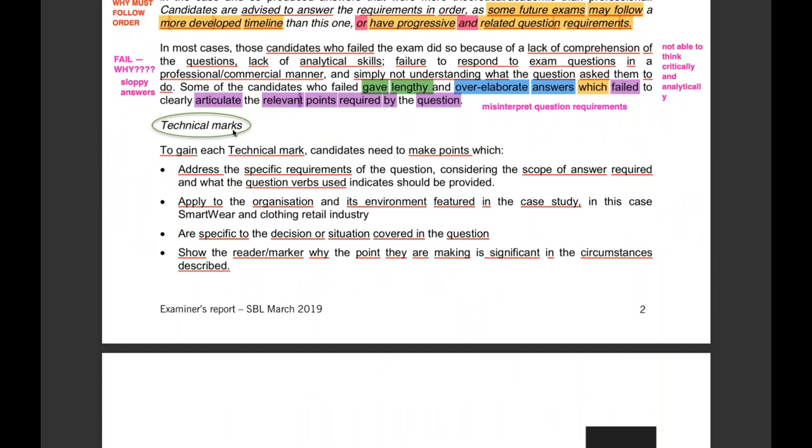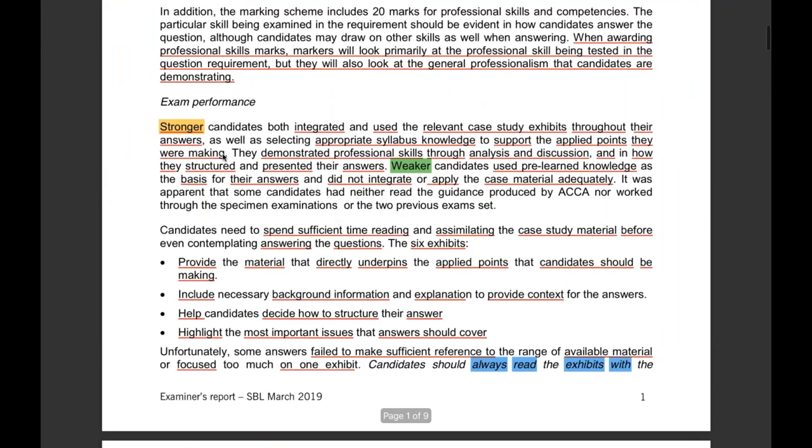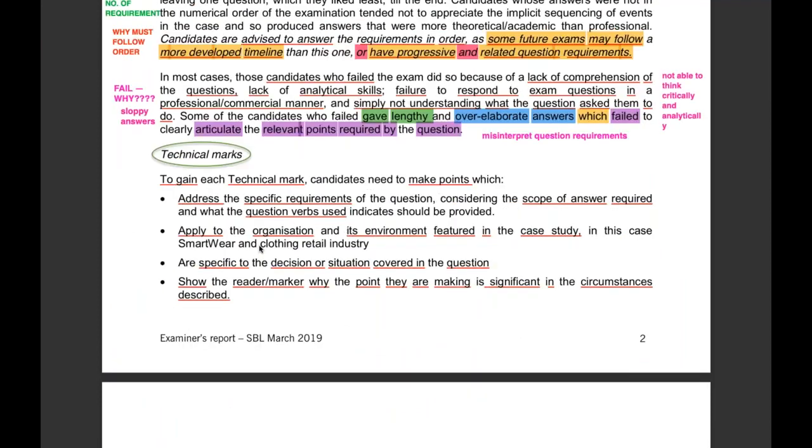Now we're talking about the technical marks. This now is about the exam performance. To gain your technical marks, you're supposed to make points that address specific requirements, considering the scope of answer required and what the question verbs used indicate should be provided. You see the importance of understanding what the question verb is. So it's crucial. So apply to the organization and its environment featured in the case.